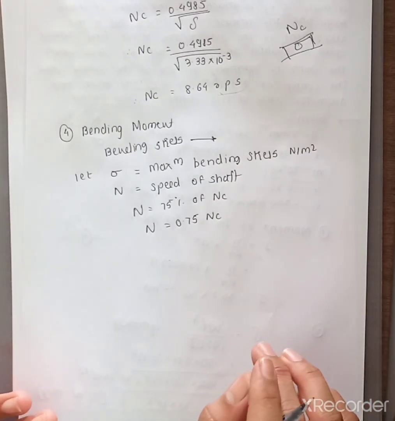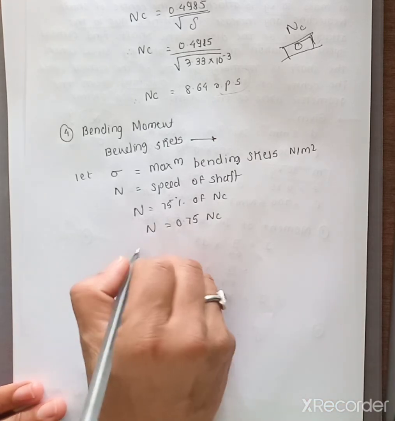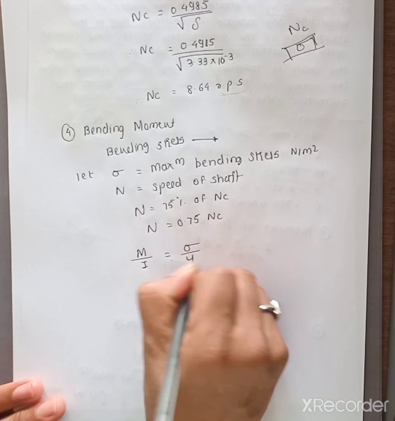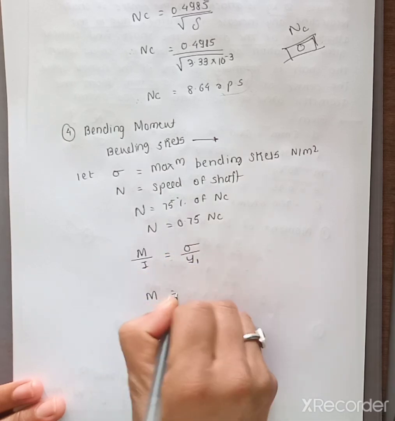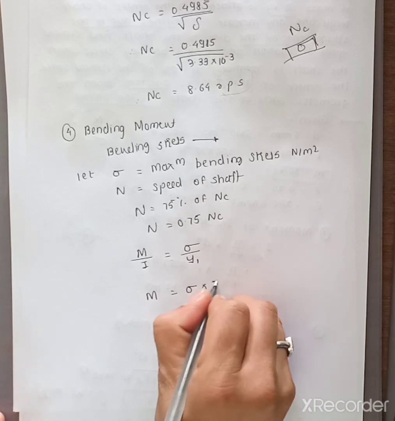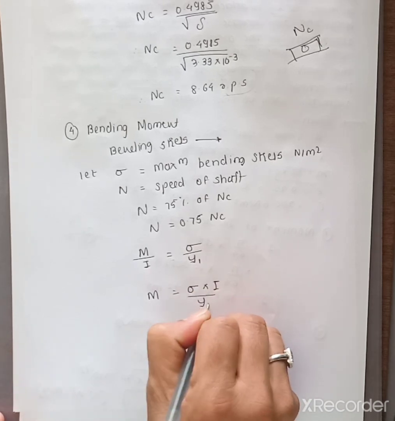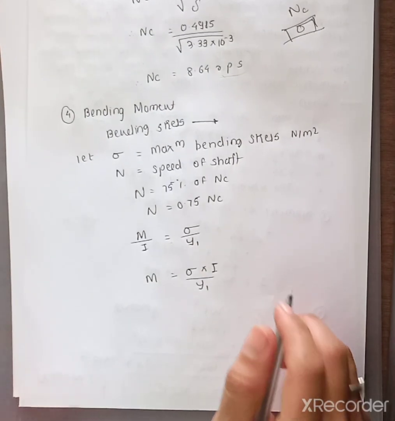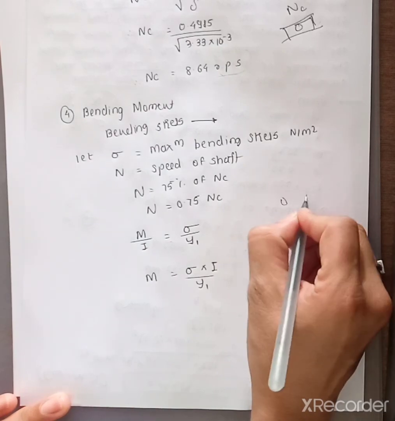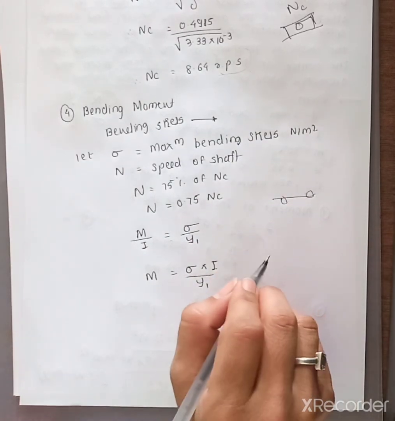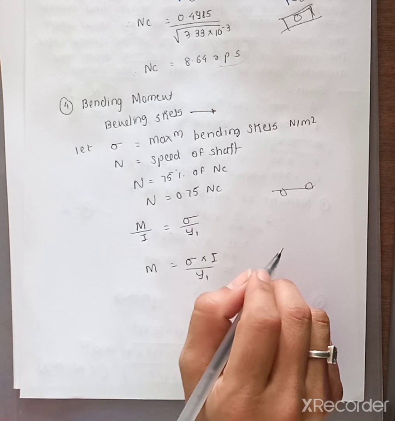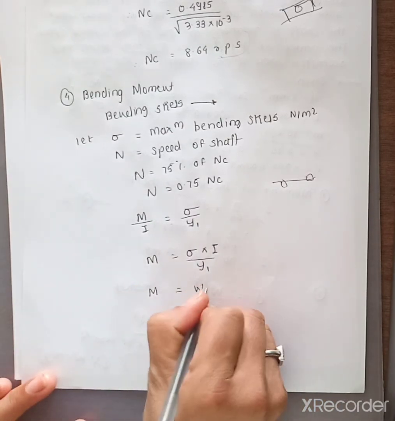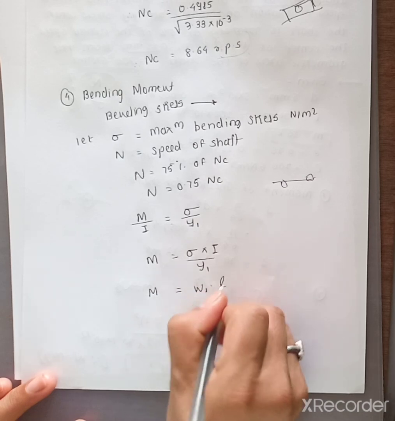We all know the bending equation. What is the bending equation? M upon I is equal to sigma upon y1, or we can say that M is equal to sigma into I upon y1. Now, as the shaft is fixed on both ends, it is carrying a point load at its center, and here we can obtain the bending moment. What is the bending moment at this point? Weight into length upon 8.